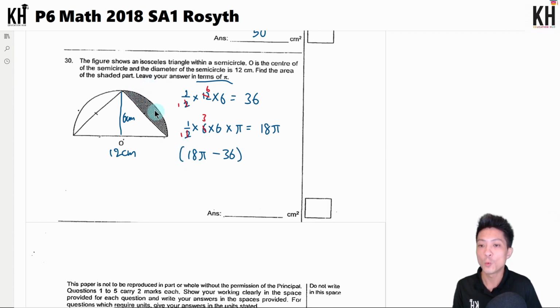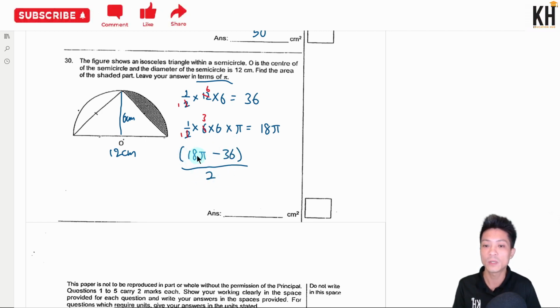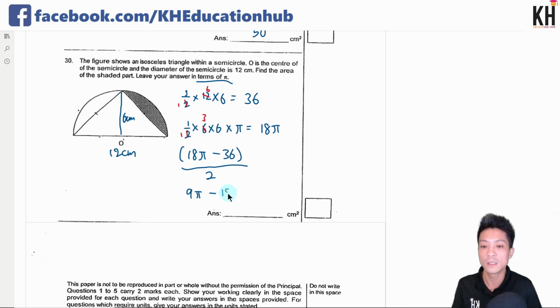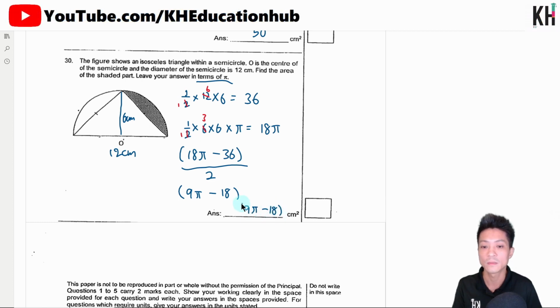To find one of the areas, I need to divide this whole thing by 2. Because 18 and 36 both can be divided by 2, we divide it by 2 to get 9 pi minus 18. So this will be the answer for this question.